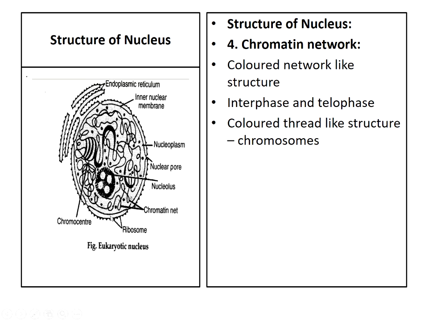So we might observe the chromatin network, that is thread like structures. These are the chromatin networks, and the chromatin is present during interphase stage and telophase. During divisional stages, the chromatin reticulum undergoes condensation and forms colored thread like structures called chromosomes. So this is regarding the structure of the nucleus.